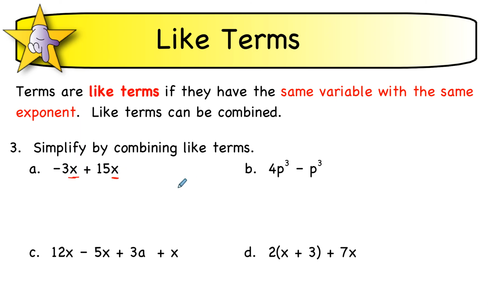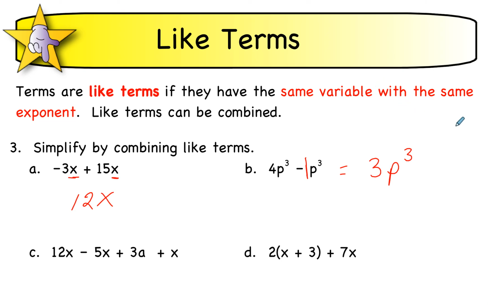The variable is the same. They're both x's and they're both to the first power. So we have a negative 3x and a positive 15x. Opposite signs, subtract. 15 minus 3 is 12. Keep the x. 15 is bigger, so my answer is positive. Next, 4p cubed minus p cubed. Are they like terms? Well, the variable is the same. The exponent is also the same. So if I have 4p cubed minus a p cubed, remember the coefficient here is 1, right? So 4 minus 1 is 3, and you keep the variable exactly like it was.